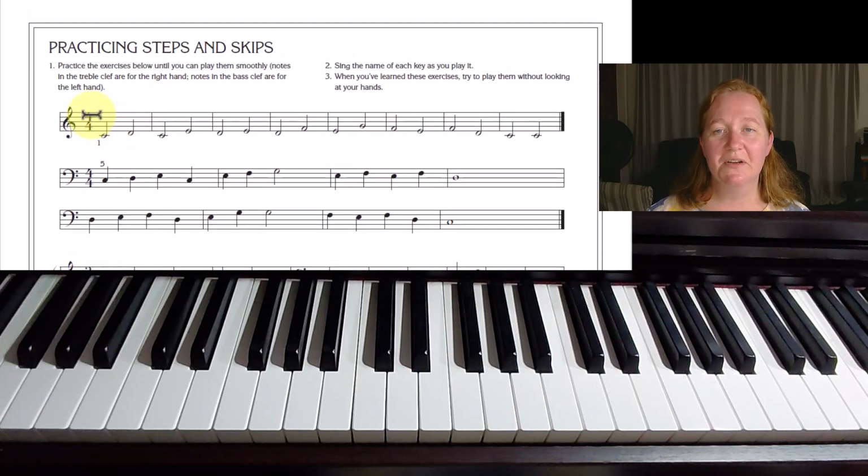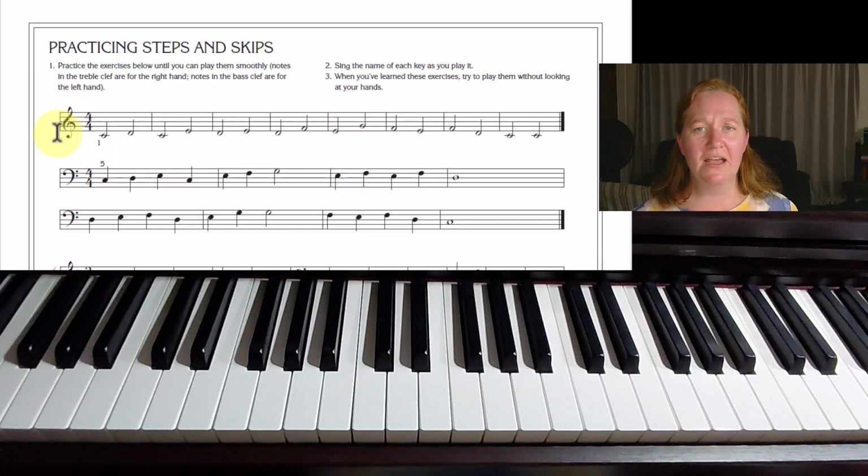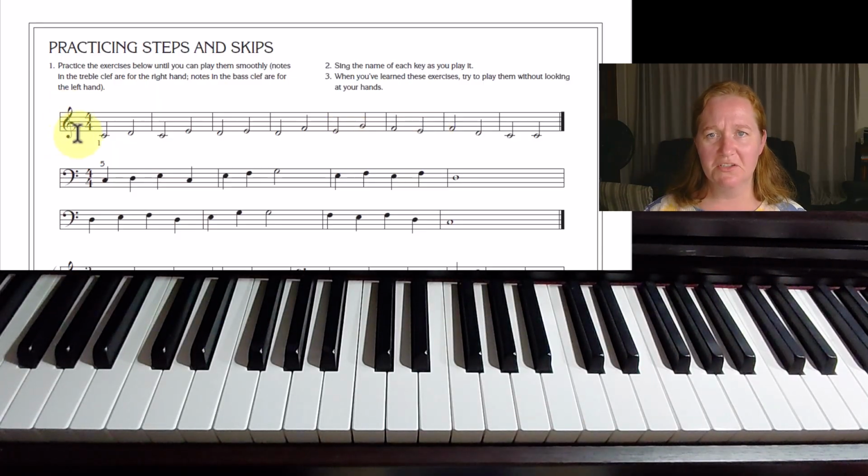Right, so let's start with the first one. This is in 4/4 time. In terms of the length of the notes, these are all 2-beat notes. So you're going to count 1, 2, 3, 4, 1, 2, 3, 4, 1, 2, 3, 4. Okay, and let's have a look at what the notes are. It starts on middle C.